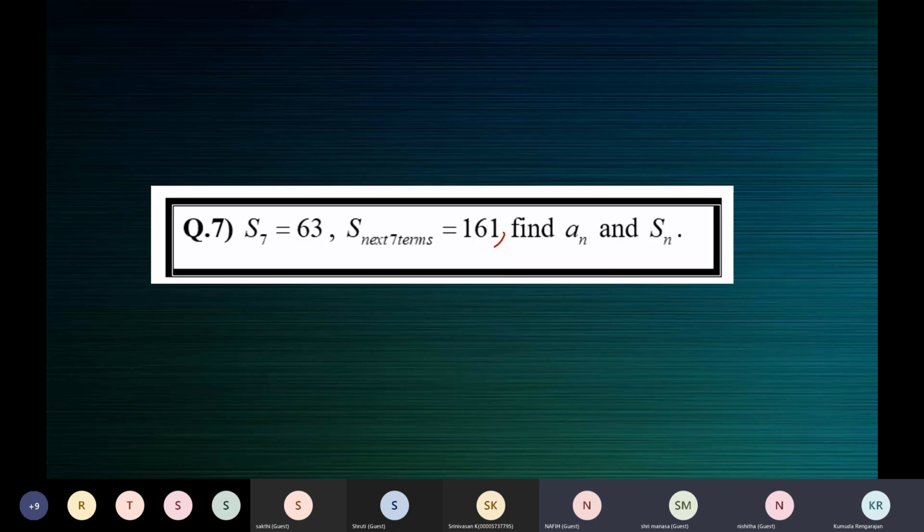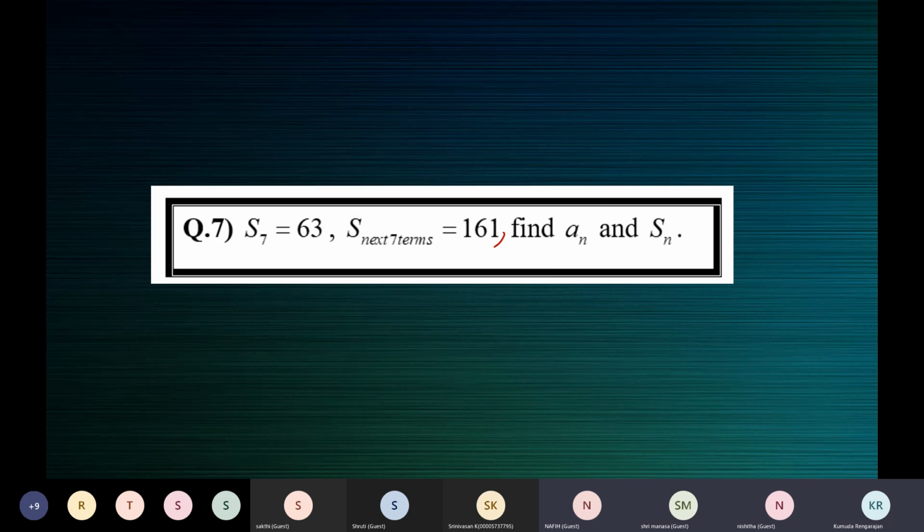I'll just read this in words. I've written it symbolically. In an AP, the sum of the first 7 terms is 63. And the sum of the next 7 terms, that is after the 7th term, is 161. S7 meaning the first 7 terms is 63. And the sum of the next 7 terms, that is after the 7th, is 161. Find An and Sn.